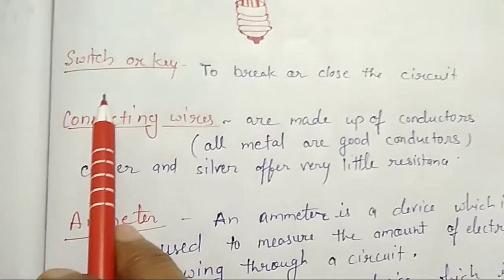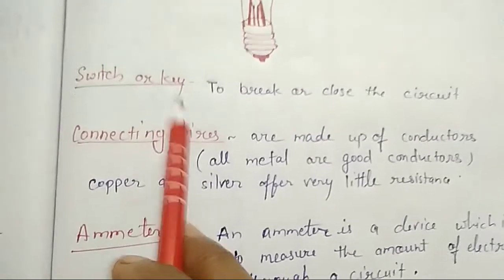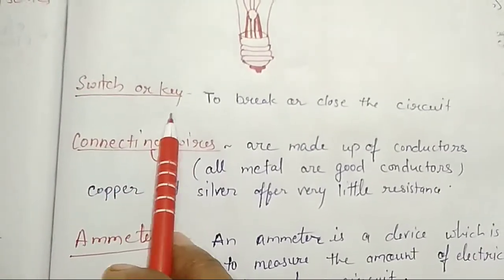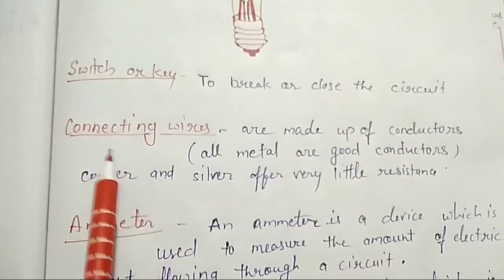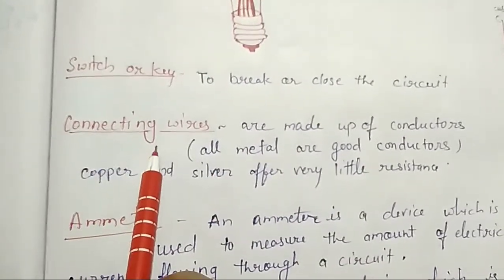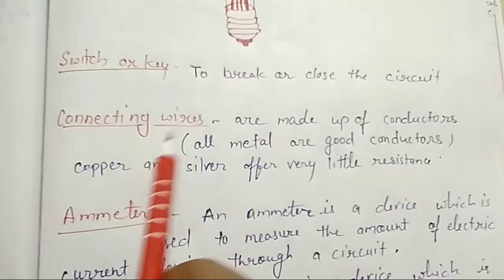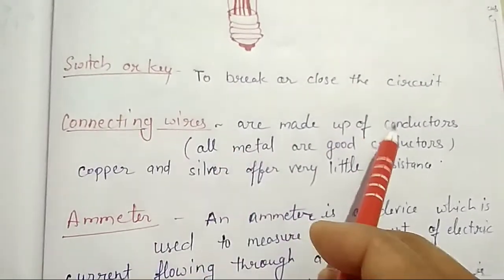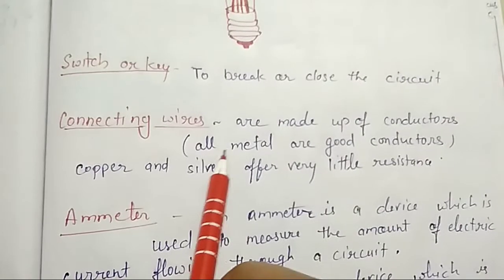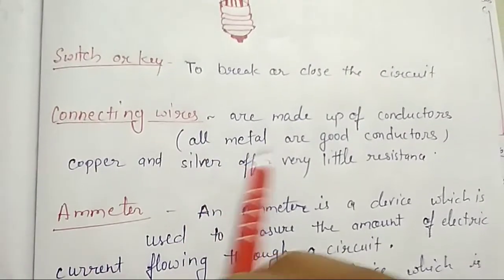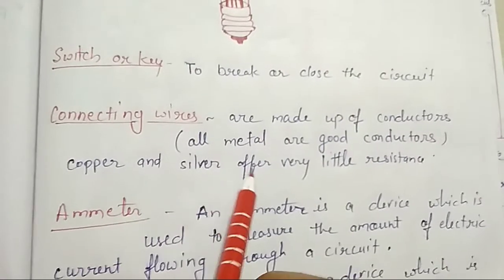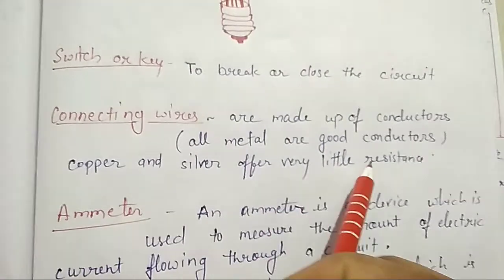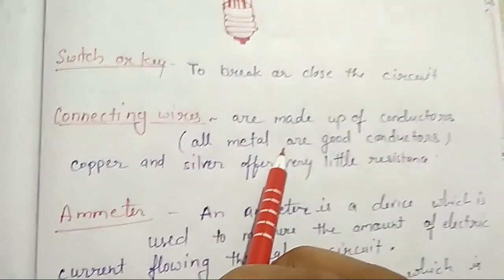The next component of the circuit is the switch or key. It is used to break or close the circuit. Next is the connecting wire, or conducting wire. They are made up of conductors. We know most metals are good conductors, like copper and silver. They offer very little resistance. That's why they are good conductors.